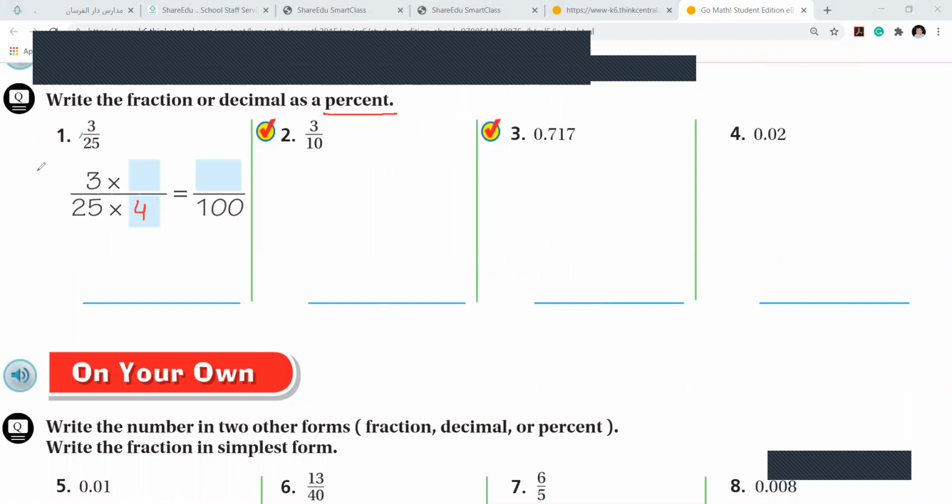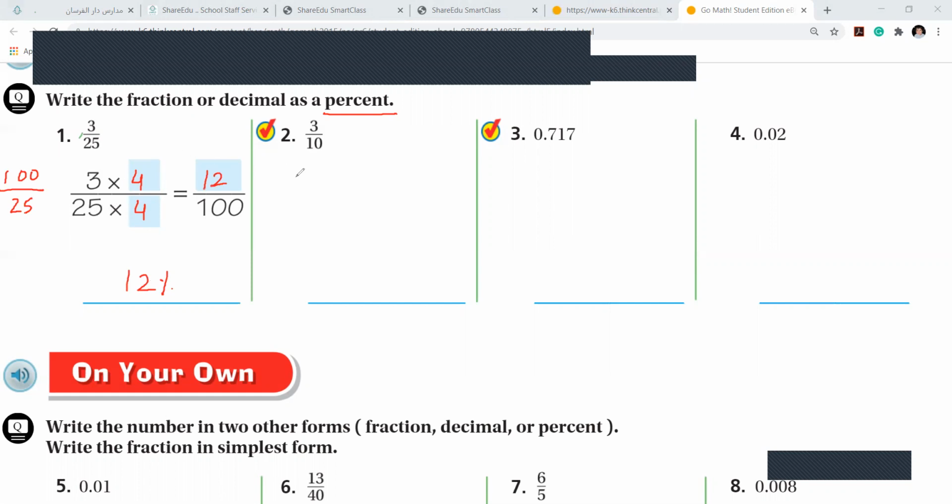So you must divide 100 by 25. You will get that number. So you will write here 4. 25 times 4 gives you 100. The same number you need to write in the numerator. Again I say, 25 times 4 gives you 100. The number you multiply in the denominator, you multiply in the numerator. I'll write 12 over 100. So my answer is 12%.